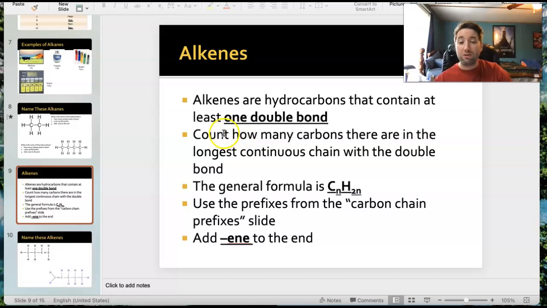All right, so what you want to do is count how many carbons there are in the longest continuous chain, and then you're going to use the prefixes and add ENE to the end. And again, we've got this general formula here: CnH2n, where n is the number of carbons that you have, and H is going to be 2n. So let's say if this is C3, to figure out the number of H's, you would just multiply it times 2. 3 times 2 is 6, so C3H6.